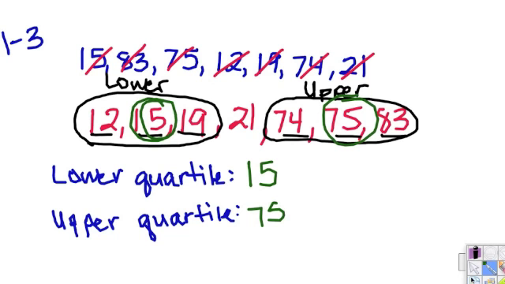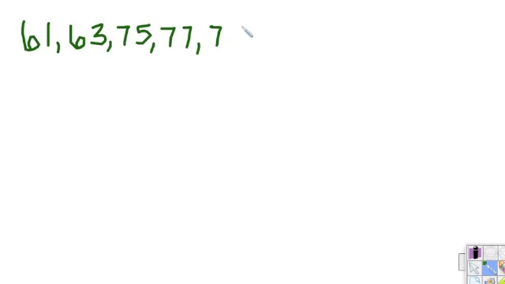Now what if we had one a little bit trickier, where we had more numbers? I'm going to go ahead and put this set of numbers in order so I don't have to do this twice, and then we're going to split them up. So let's do 61, 63, 75, 77, 79, 79, 88, 99. All right, so I put these in order from least to greatest.